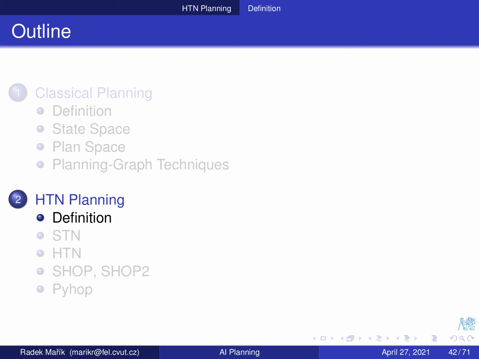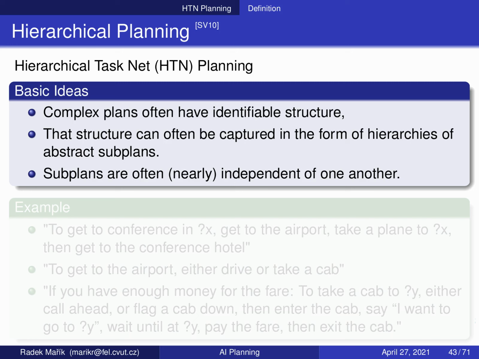So let me approach the second half of the lecture, which is dedicated to HTN planning. HTN planning is a kind of hierarchical planning, short for hierarchical task network planning.